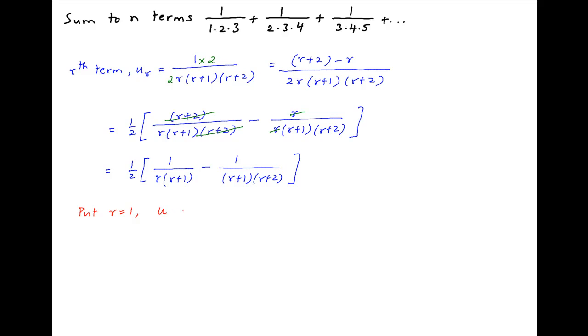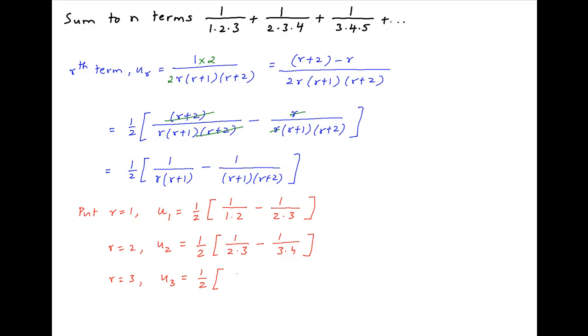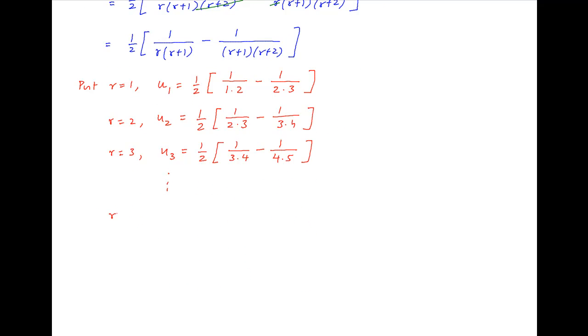Now put r equal to 1 to get the first term, u1 equals half of 1 upon 1 times 2 minus 1 upon 2 times 3. Put r equal to 2, u2 equals half of 1 upon 2 times 3 minus 1 upon 3 times 4. Similarly, when r is equal to 3, u3 equals half of 1 upon 3 times 4 minus 1 upon 4 times 5. So on and so forth. And finally, when r is equal to n, un is equal to half of, in brackets, 1 upon n times (n plus 1) minus 1 upon (n plus 1) times (n plus 2).